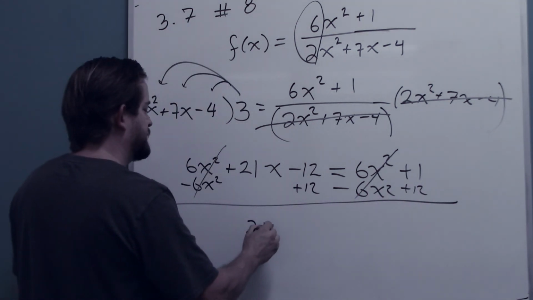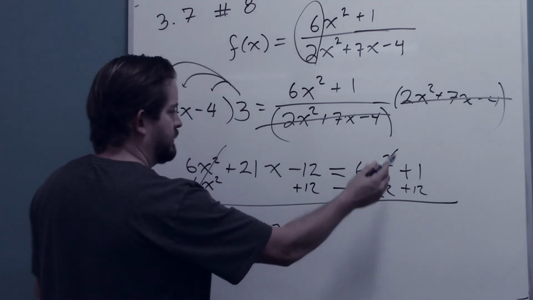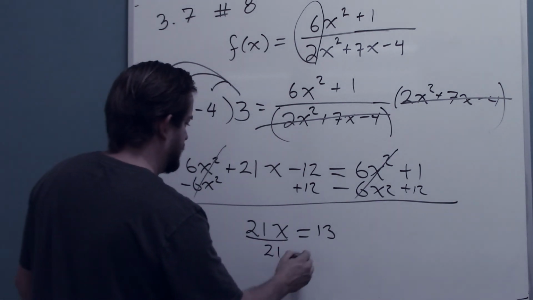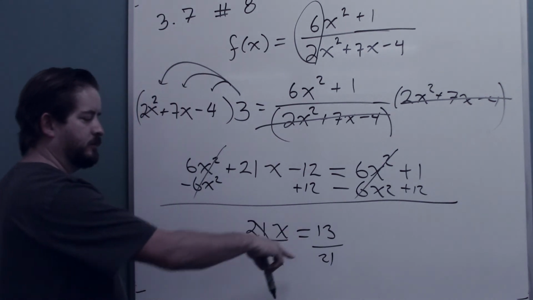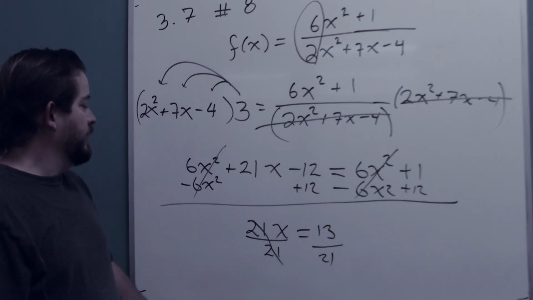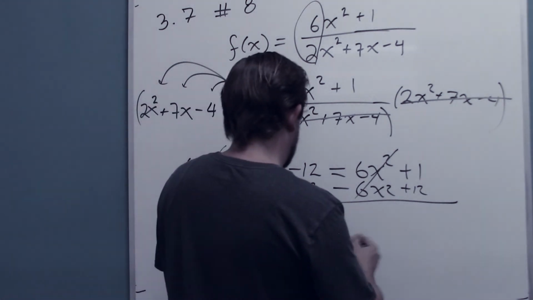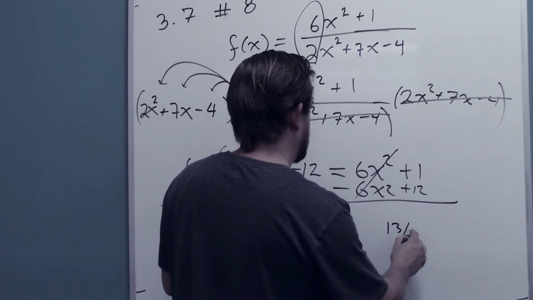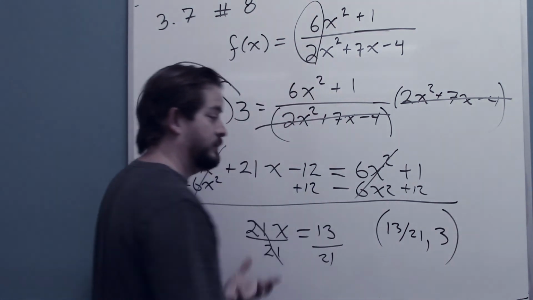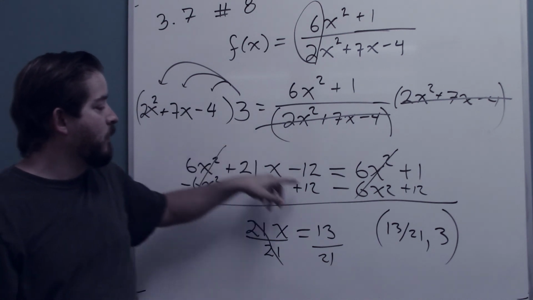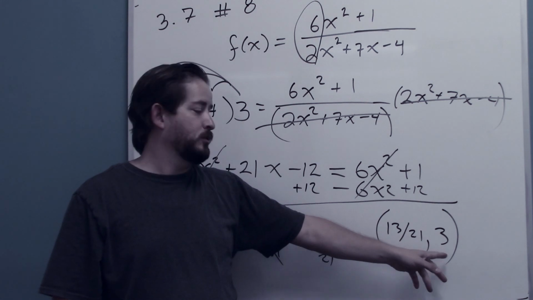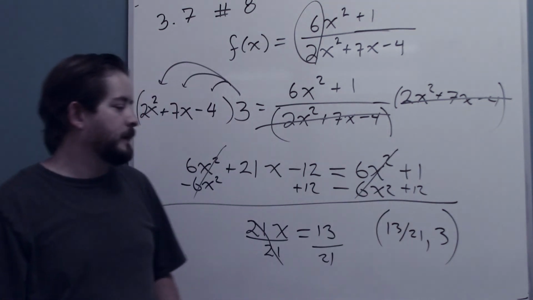So I have 21x equals 13, and then just divide by 21. x equals 13 over 21, that's the not very nice part of this, right? But then our solution is, if x is 13 over 21, we were looking for when y is equal to 3, right? That's what we plugged in here. And so that point happens at 13/21 and that horizontal asymptote value of 3. And that's our final solution there.